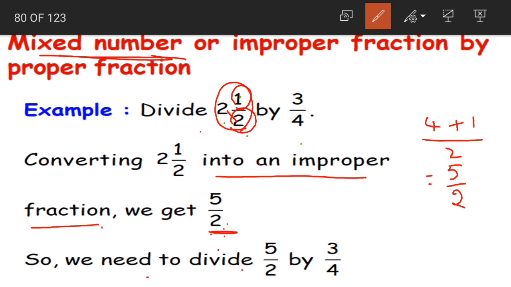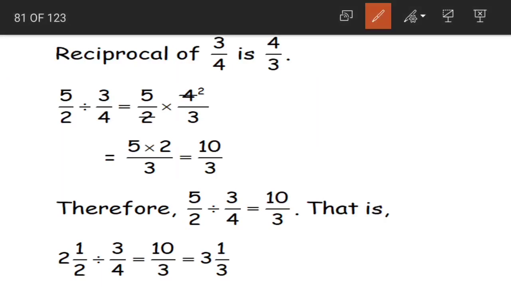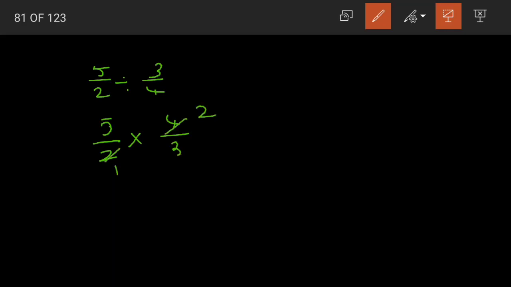So we need to divide 5 by 2 by 3 by 4. Again I'll write here 5 by 2, 3 by 4. Again what will happen? 5 by 2 as it is, division changes into multiplication. For 3 by 4 here we'll write the reciprocal. Now here 2 ones are 2, 2 twos are 4. Okay, you can cancel a numerator and a denominator. You cannot cancel both numerators.